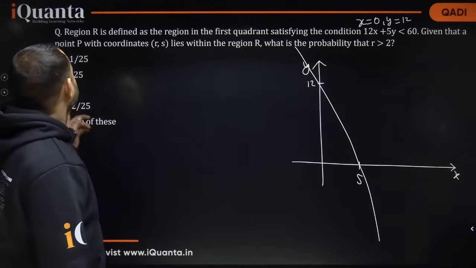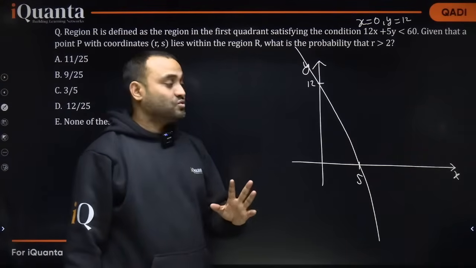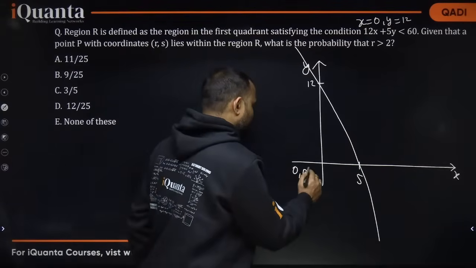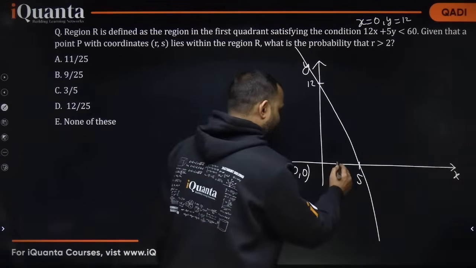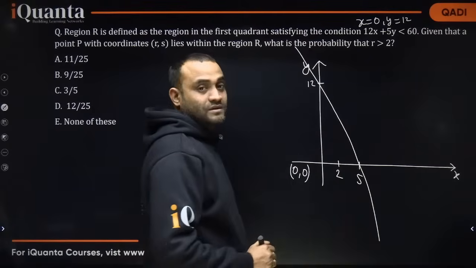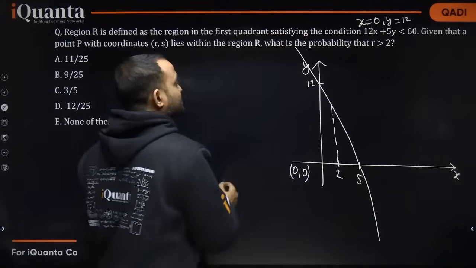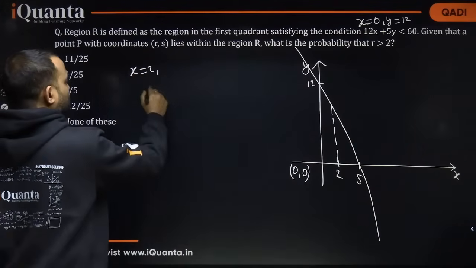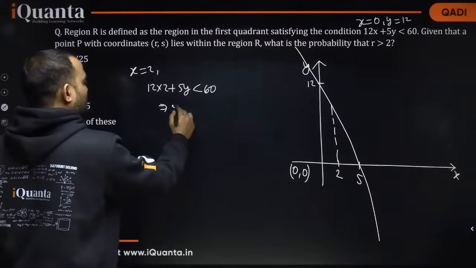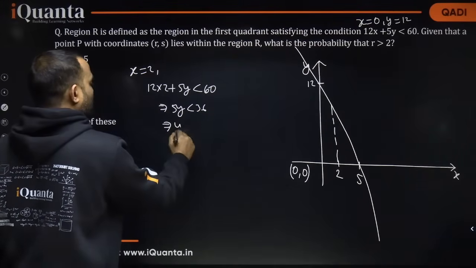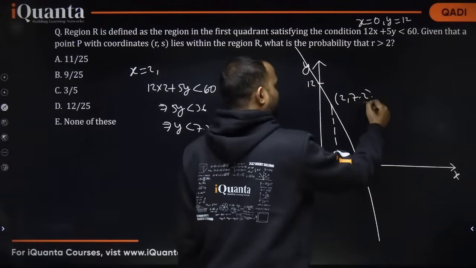Given that a point P with coordinate (r, s) lies within the region R, what is the probability that r is greater than 2? r is one of the points on the x coordinate. So if I take r here, this is 2. If I take 2, then what will be this point? If I put x is equal to 2, then 12 into 2 plus 5y should be less than 60, or 5y should be less than 36, y should be less than 7.2. So this point will be (2, 7.2).